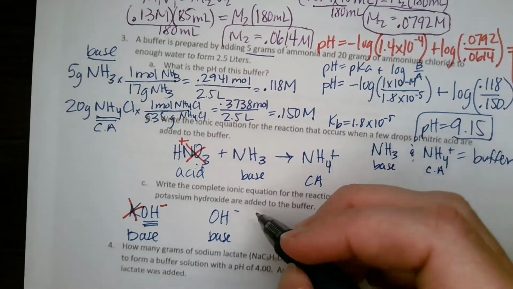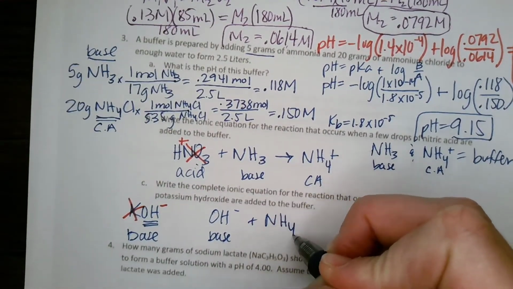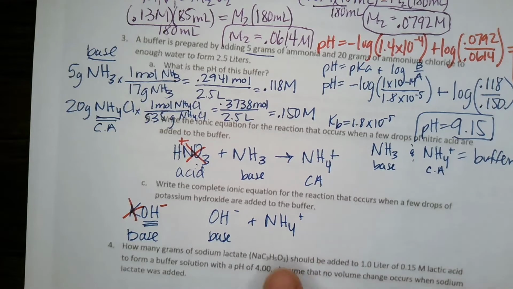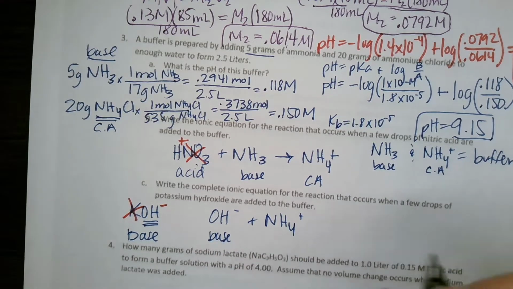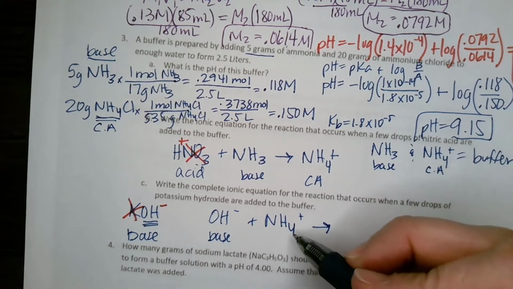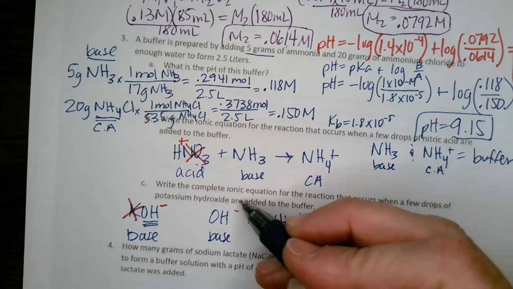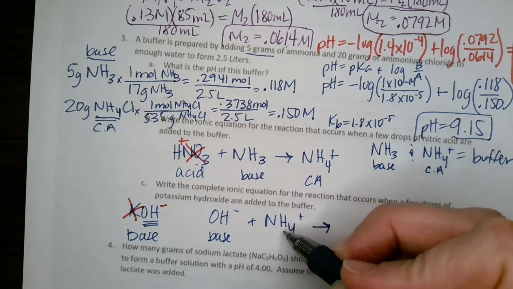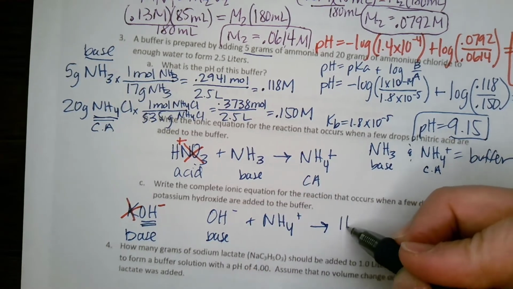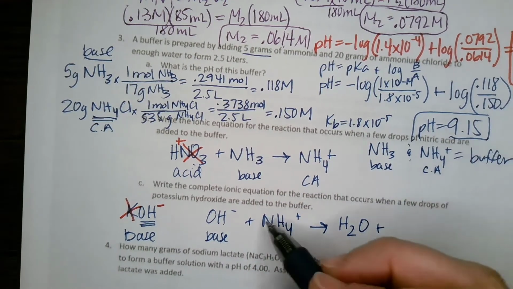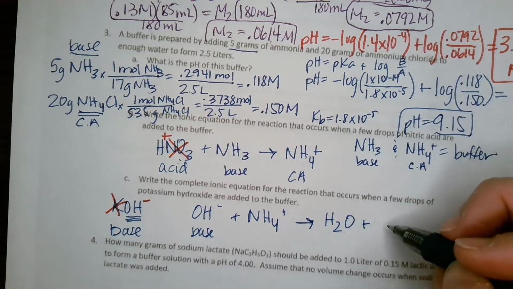The NH4 plus reacts with it, so the base wants to react with the acid. Again, our acid is our proton donor, so one of our H's will go over here, so we're going to have water, and then we're left with NH3.